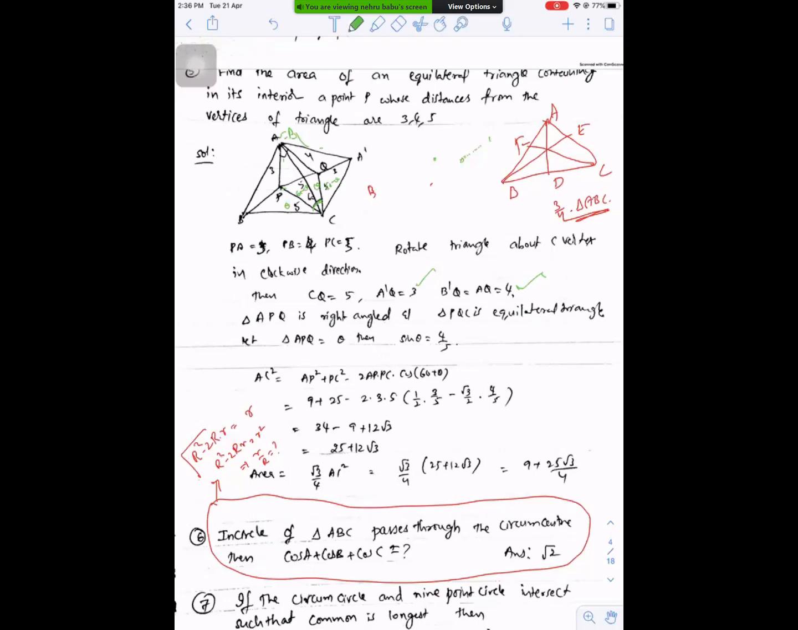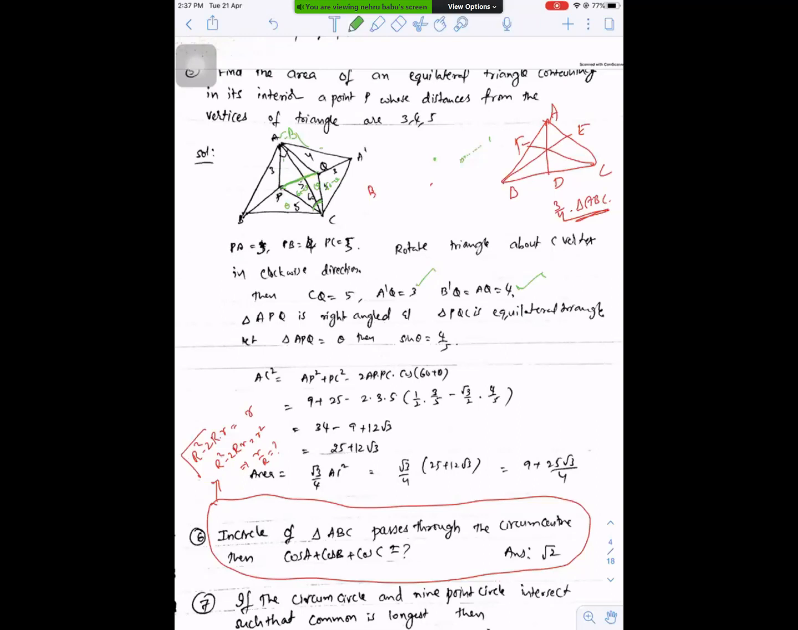So initially PC is making angle theta, 60 minus theta with CE. Now in this case, CQ makes theta, 60 minus theta. Now if you observe, 60 minus theta and theta is giving 5 here. That's why this triangle is an equilateral triangle. And as that is 5, PAQ is also a right angle triangle. So triangle APQ is a right angle triangle, and PQC is an equilateral triangle.